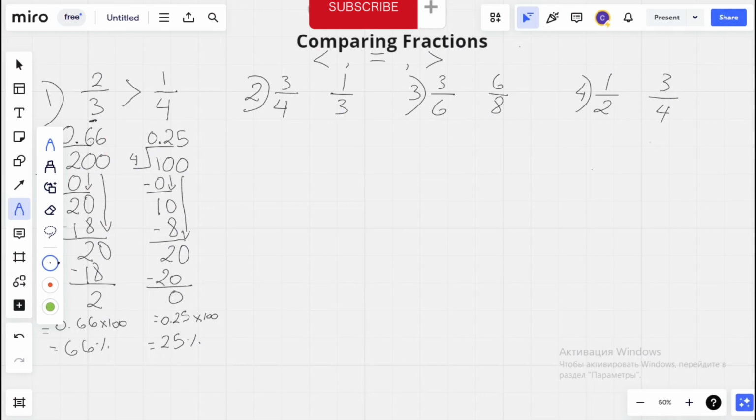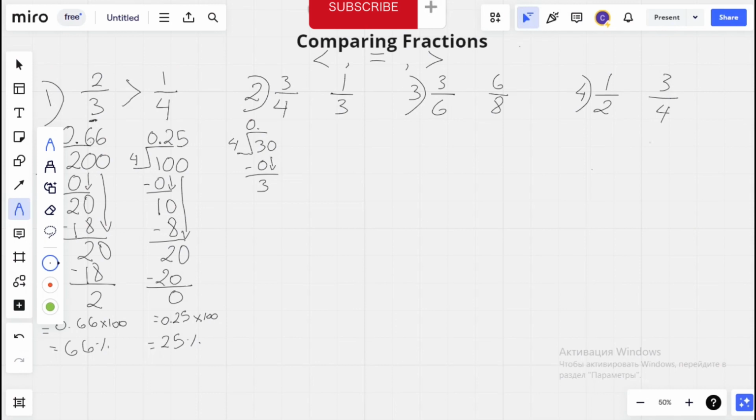We have 3 over 4 or 1 over 3. So bring 4 over here and 3. How many 4s can you put in 3? 0. 0 times 4 is 0. 3 minus 0 is 3. Is it over? No, it's not. We put the 0 here and a decimal.